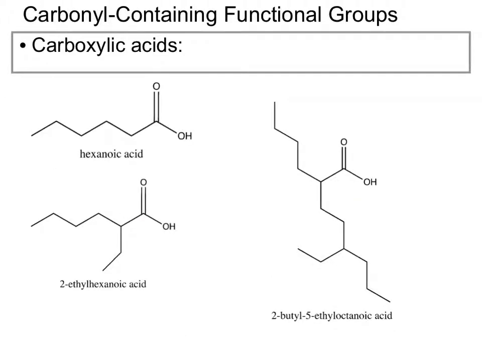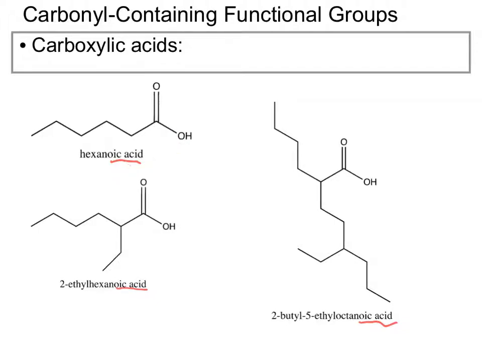Our next group of carbonyls, carboxylic acids, are characterized by having an OH coming off of our carbonyl carbon. The names are categorized by ending in oic acid, such as in hexanoic acid here, or 2-ethyl hexanoic acid, or this one here, 2-butyl-5-ethyl octanoic acid. And so we recognize them again structurally by having an OH off our carbonyl carbon, and name-wise they end in oic acid.